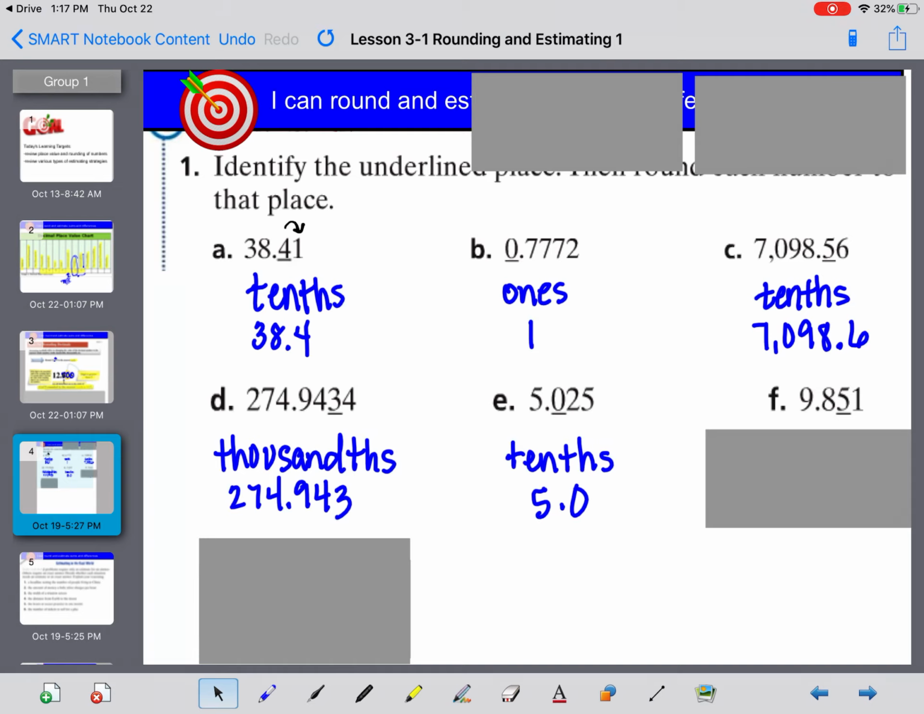Now notice that I did write the 0 here, and I wrote it because it asked me to round to the tenths place, so I'm showing what's in the tenths place, even though it doesn't really matter. It means the same thing to just write 5. And then in F, the underlined 5 is in the hundredths place, 9 and 85 hundredths.